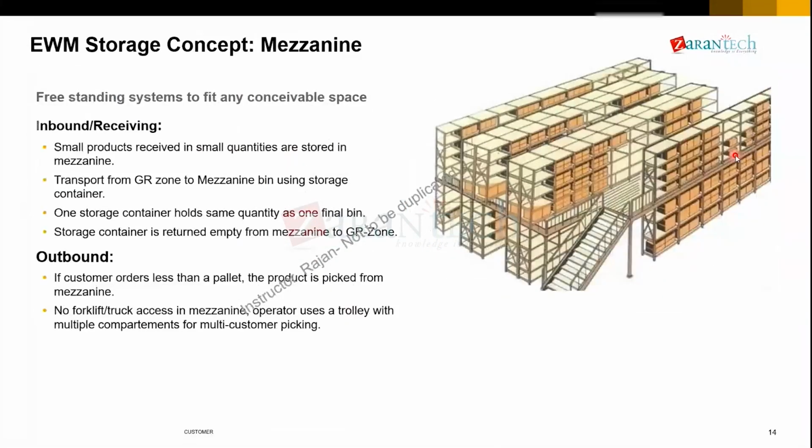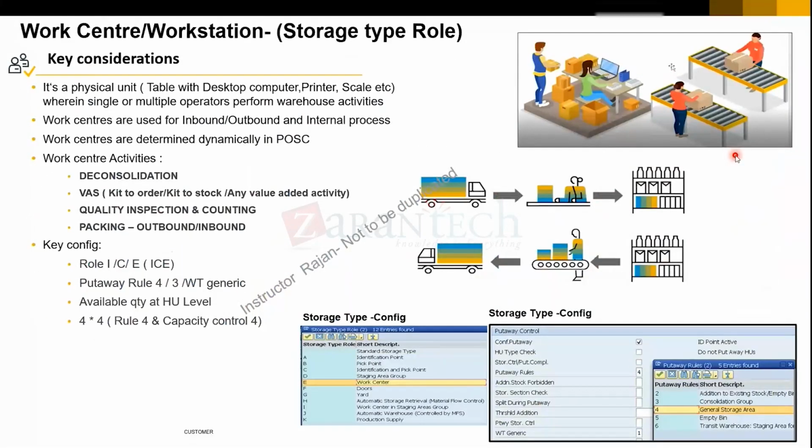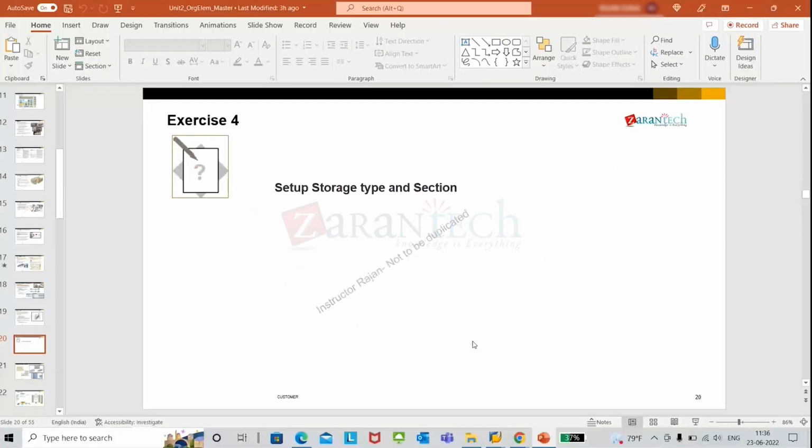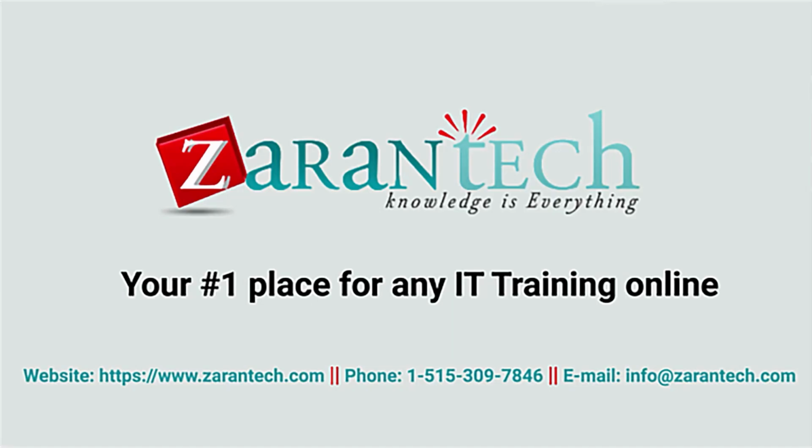So we are done until exercise number 3. I'm going to go to exercise number 4 to do the storage type and section mapping. So before that, you need to understand what we are trying to do. So let me just stop sharing one for a minute. Okay, I'm sharing the screen. Sorry about that.